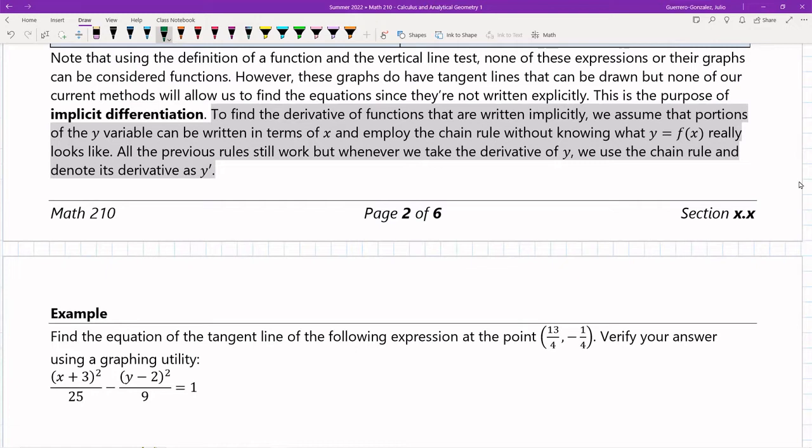sounds like we're cheating, but it actually works out. Okay, to take the derivative of implicitly written functions, we do exactly this right here. We assume that the portions of the y variable can be written explicitly, and then we use the chain rule without knowing what they look like.